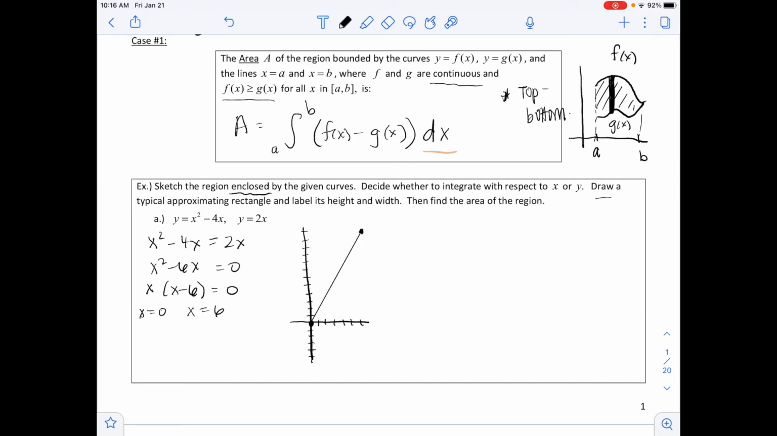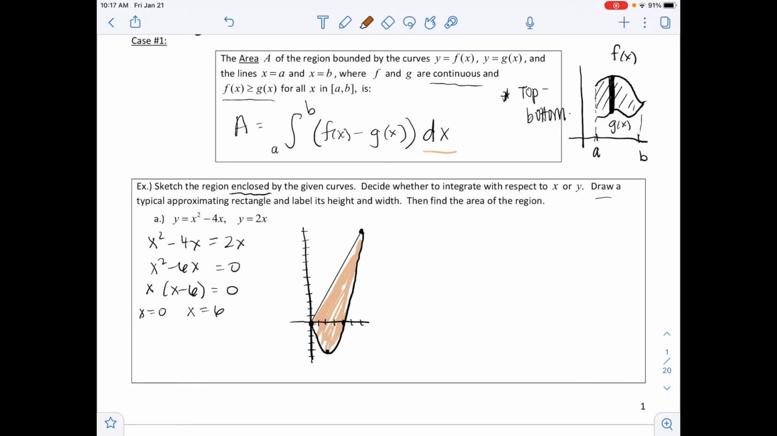The first one is a parabola, and so just putting some of these values on, I know that at 0 it's also 0, and at 2 we would end up with -4, and then at 4 we end up at 0, and then at 6 we end up at 12. So going ahead and sketching in the parabola here, I can see that this is going to be the region that we need to find the area of.